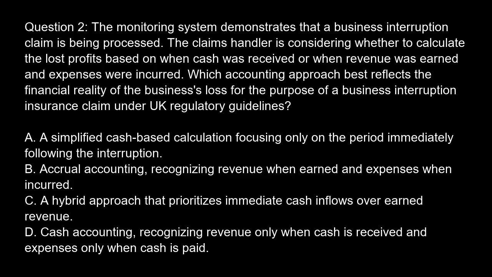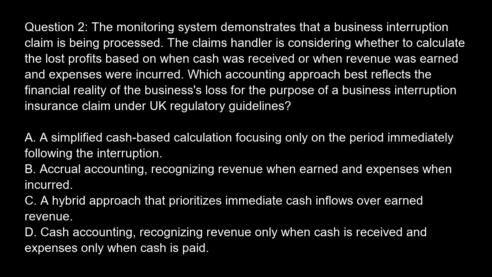Question 2. The monitoring system demonstrates that a business interruption claim is being processed. The claims handler is considering whether to calculate the lost profits based on when cash was received or when revenue was earned and expenses were incurred. Which accounting approach best reflects the financial reality of the business's loss for the purpose of a business interruption insurance claim under UK regulatory guidelines?